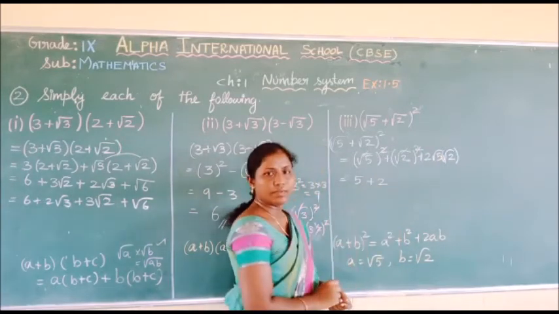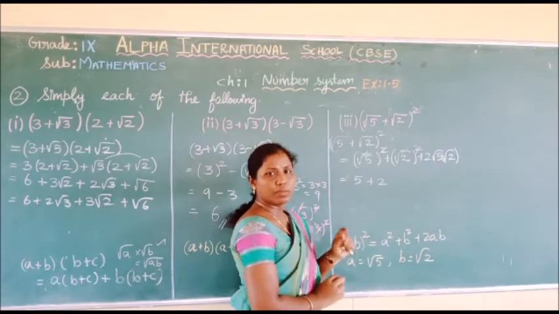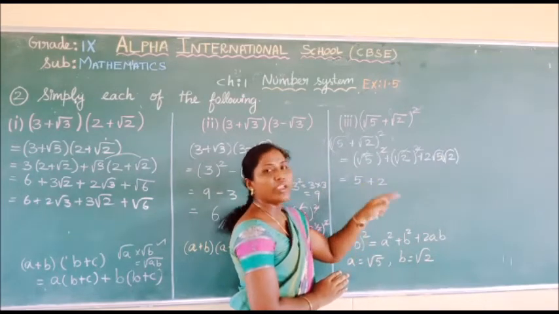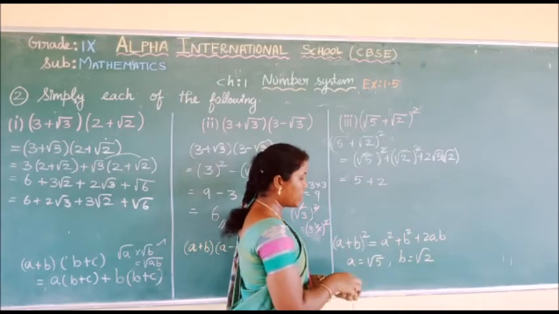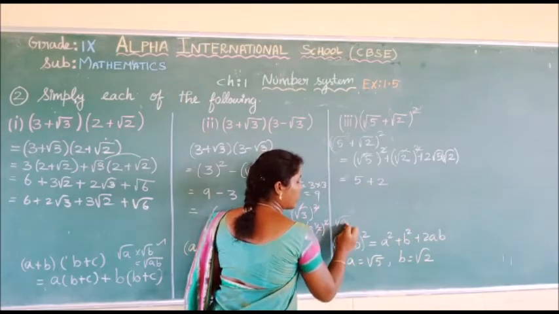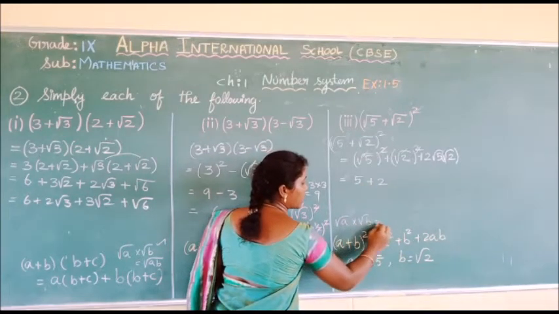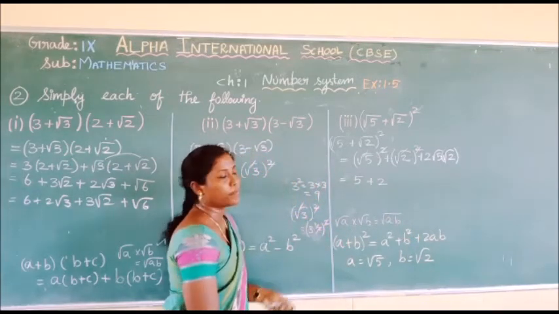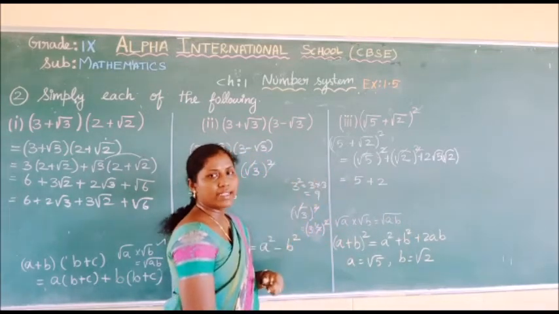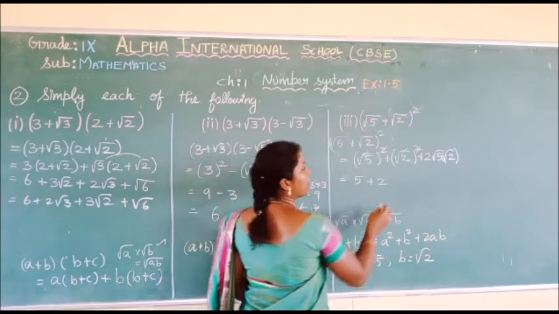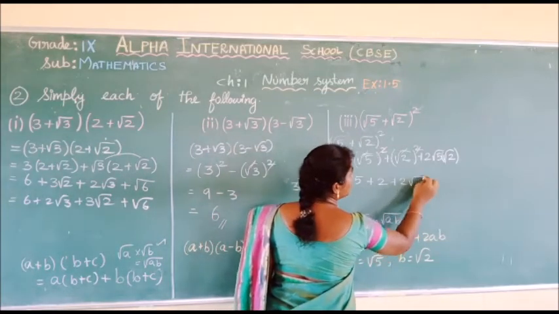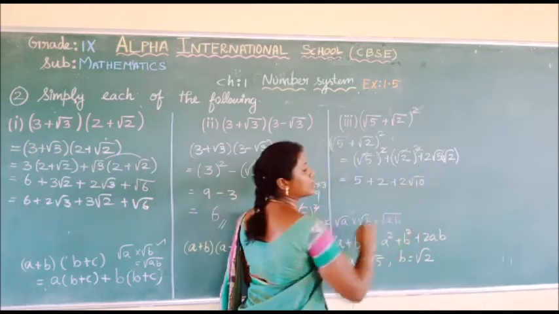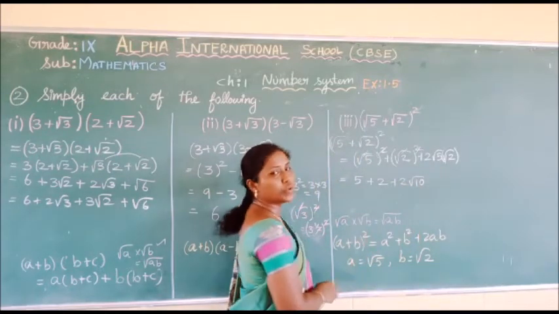What about the third term? We are having a rational number 2, so no problem. Root 5 into root 2. Have you remembered that? Any root number, a into root b, we can write it as root ab. So using that rule, what is the answer? Plus 2 root 10, because 5 times 2 is 10. So plus 2 root 10.